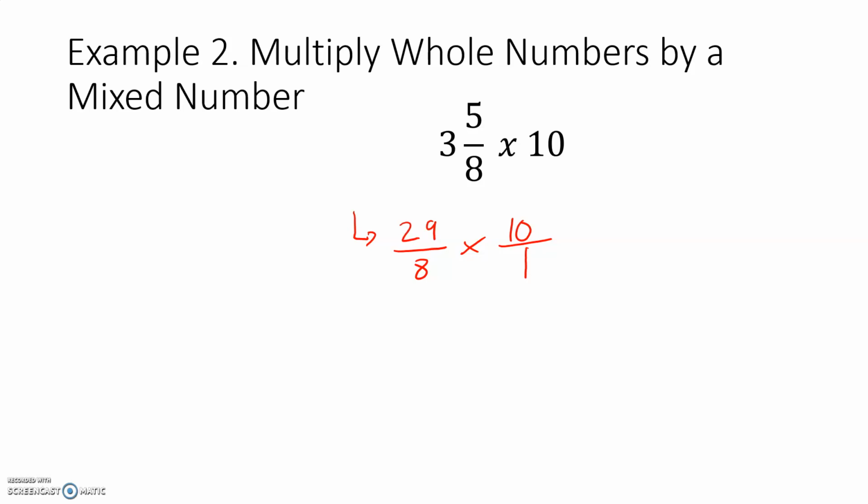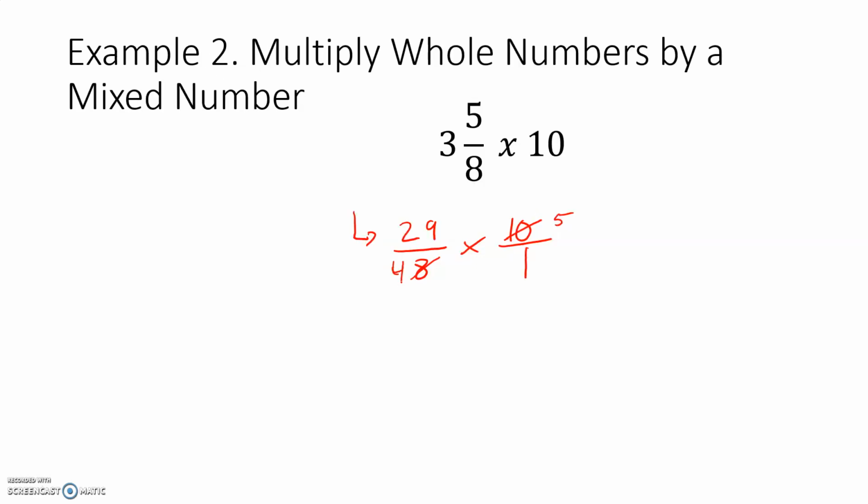Right, so now I'm going to go ahead and cross cancel if I can. I can't cross cancel 29 and 1, but I can cross cancel 8 and 10 because 2 is a common factor of both numbers. So 10 divided by 2 is going to be 5, and 8 divided by 2 is going to be 4. All right, so now that becomes 29 times 5 over 4 times 1.